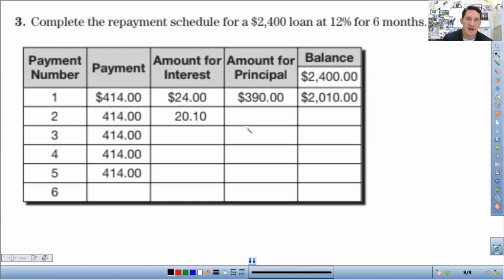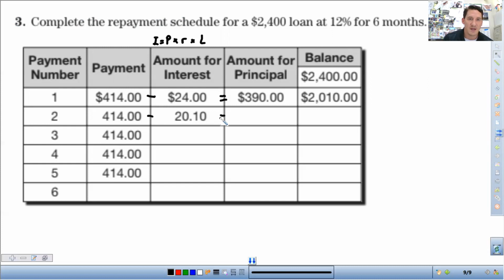Remember that the formula for the interest is the principal times the rate times the time. What you do, you're going to subtract these values to get this. And then you are going to take the balance minus this to get the new balance. For the interest, you use the new balance as the principal to get the new interest.